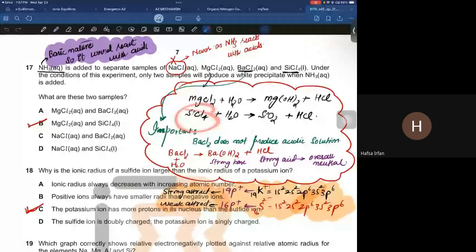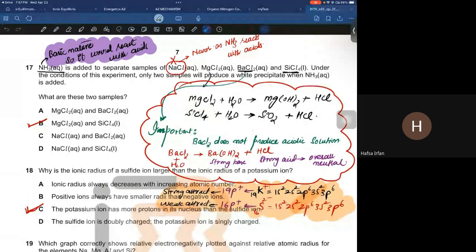And then if you look at SiCl4, when it's added in water it produces silica, SiO2 solid. It's also a white precipitate. So that's why option B is correct.